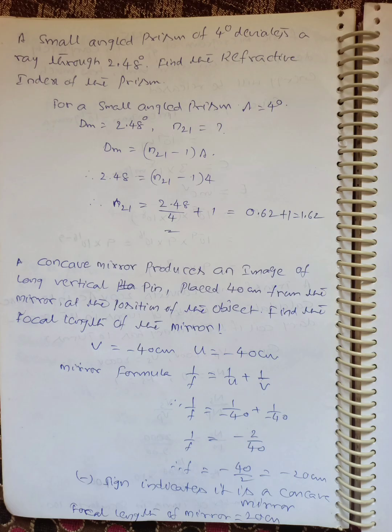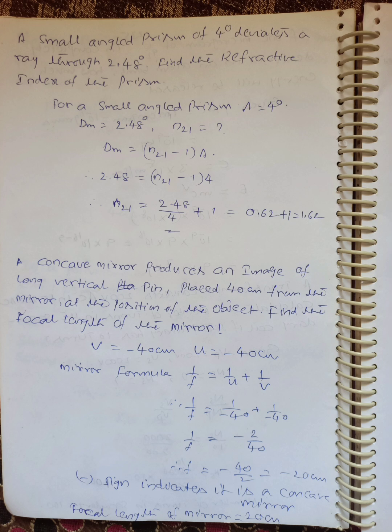A small angled prism of 4 degrees deviates a ray through 2.48 degrees. Find the refractive index of the prism. For a small angle prism, A is equal to 4 degrees. Angle of minimum deviation dm is equal to 2.48 degrees. Refractive index N21 is equal to how much? dm is equal to N21 minus 1 into A. Once we find the N21 value, we will get N21 is equal to 1.62. The refractive index of the prism is equal to 1.62.